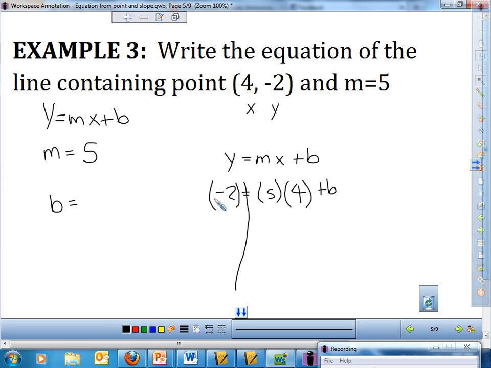And then I'm going to go ahead and simplify. I'm going to bring down my negative 2. 5 times 4 is 20. And bring down my plus b. Now I see that I'm doing 20 plus b. And how do I undo plus 20? I'm going to minus 20 from both sides.